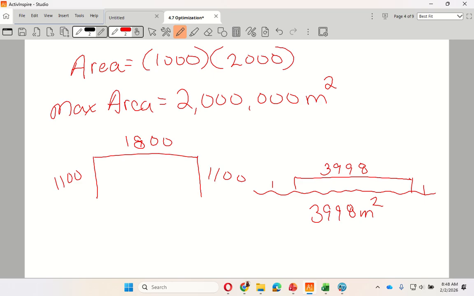Perfect. That's it right there. All right, so that being said, we're going to use the rest of this time, and you guys are going to work on number 1, 3, and 5. Those are all using the same steps.